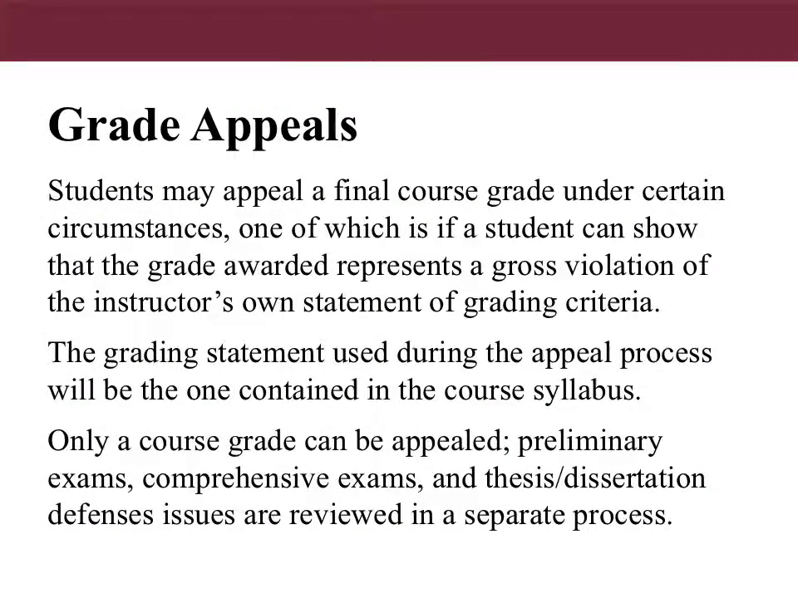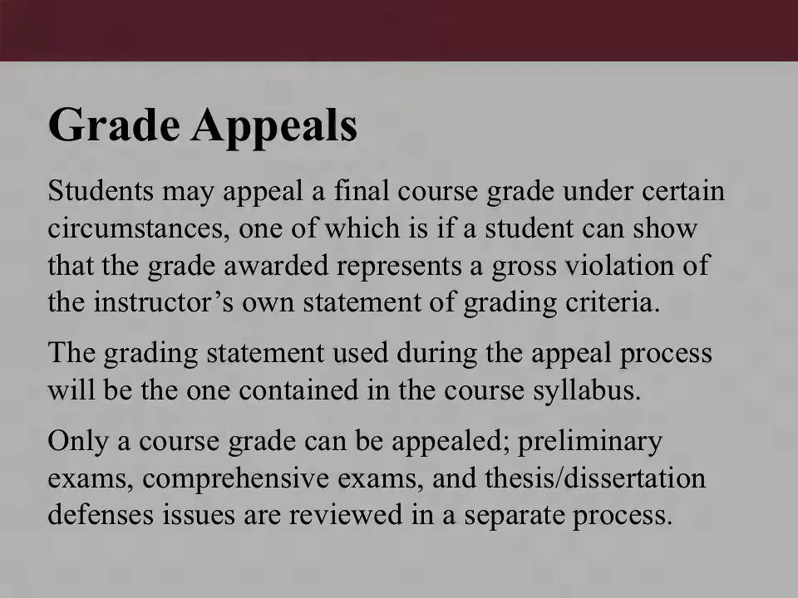Students may appeal a final course grade under certain circumstances, one of which is if a student can show that the grade awarded represents a gross violation of the instructor's own statement of grading criteria. The grading statement used during the appeal process will be the one contained in the course syllabus. Only a course grade can be appealed. Preliminary exams, comprehensive exams, and thesis or dissertation defense issues are reviewed under a separate process.